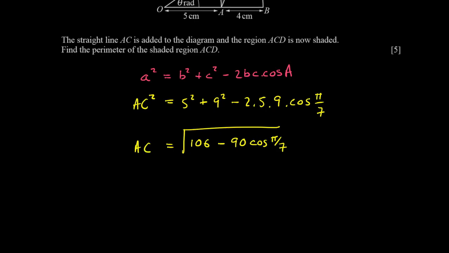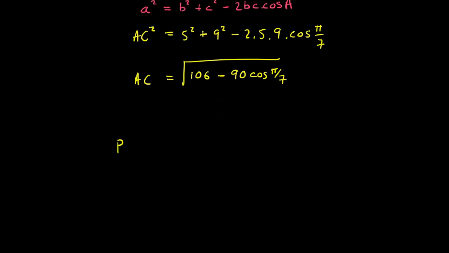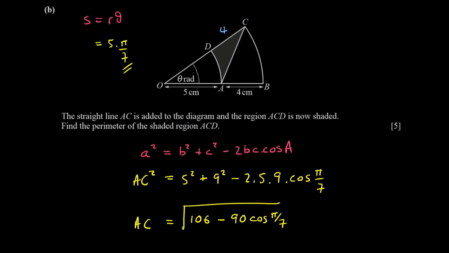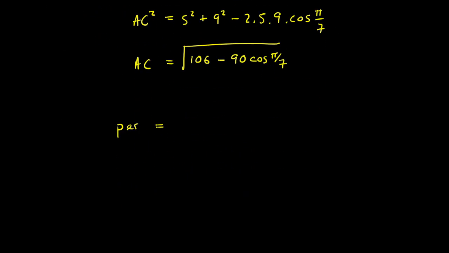So what's the total perimeter going to be? Well, the perimeter is just made up of those 3 things, isn't it? It's made up of the length DC, which was 4, plus the arc length, which was 5 pi upon 7, plus this length AC, which is the square root of 106 minus 90 cos pi by 7, beg your pardon. So now just key that into the calculator. Make sure I set it to radians. So I'll calculate it now.